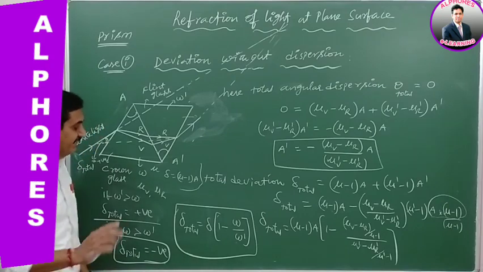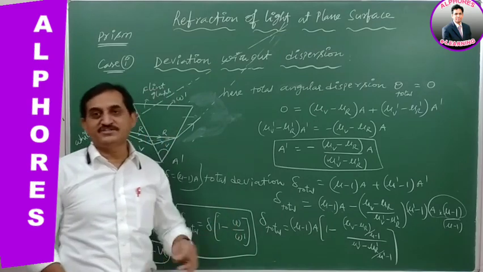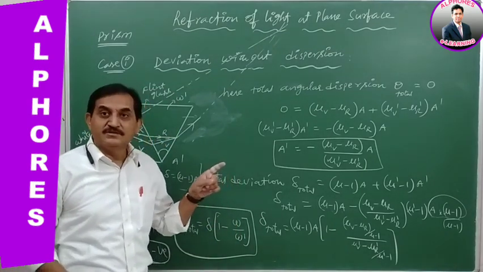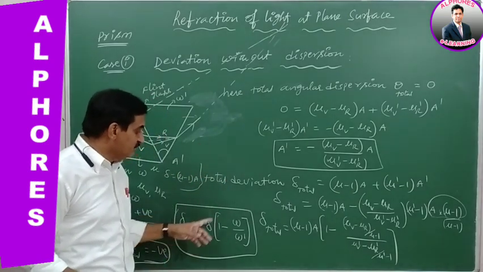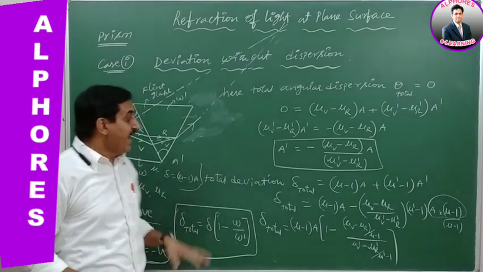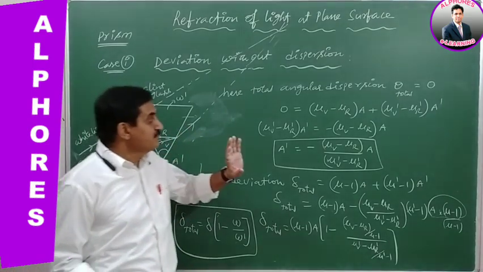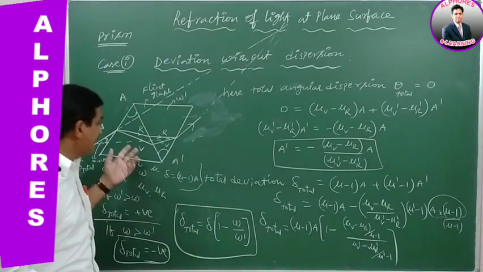So this is the clarity about the total deviation given by the combination of two prisms in which the total angular dispersion is nullified. So this total deviation is given, and this combination is not giving the spectrum, that is, the 7 colors are not separated from white light.